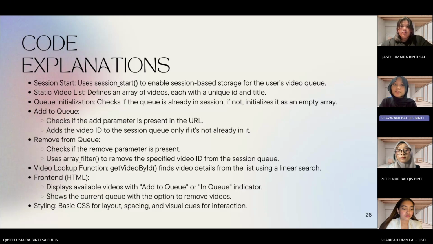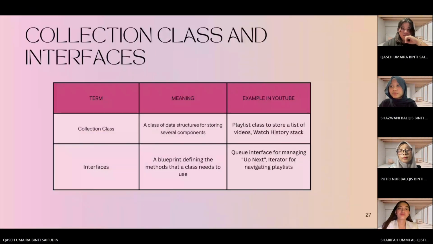Video lookup function, get video by ID, finds video details from the list using a linear search. Front end, which is HTML, displays available videos with an Add to Queue or In Queue indicator, and shows the current queue with the option to remove a video. And styling: basic CSS for layout, spacing, and visual cues for interaction. So now let's look at how this is done in code.